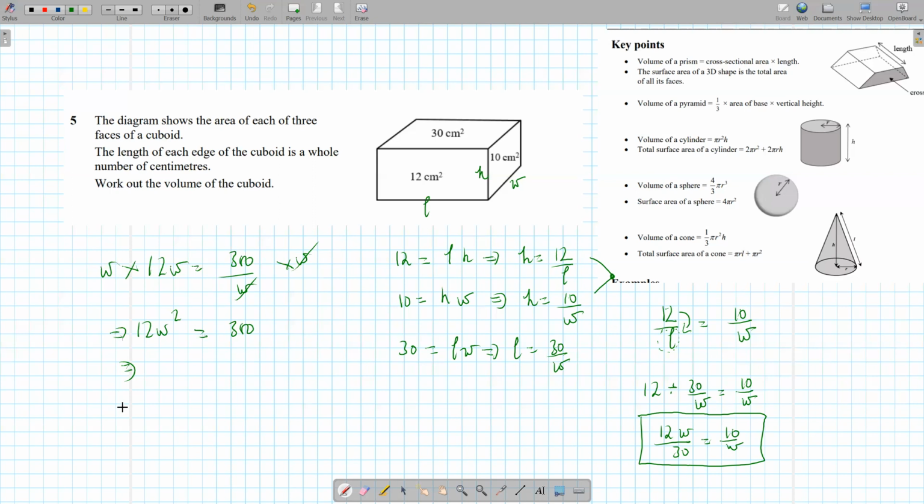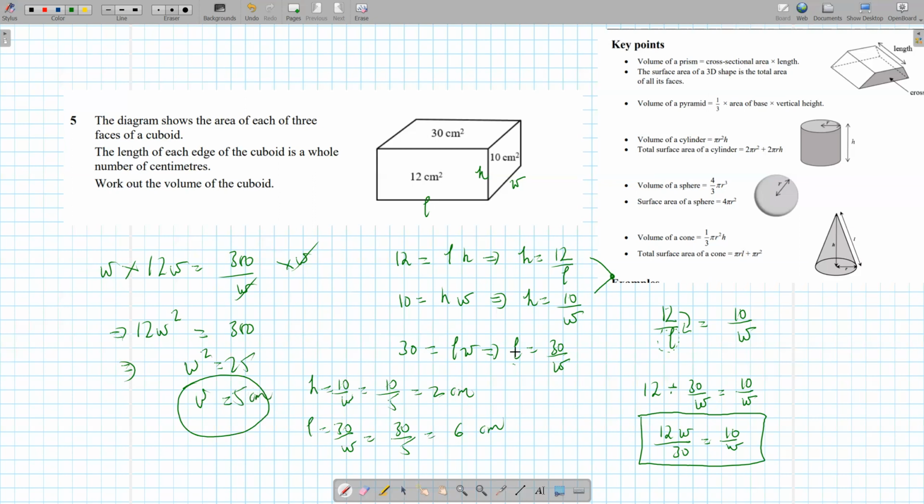You divide by 12. Yes. 300 divided by 12, and that is 25. So W squared is equal to 25. Now what? You square root it and get 5. Yeah, exactly. So W is 5, right? That means H is 10 over W, so 10 over 5. H is 5, yeah? Or sorry, H is 2. And then L was 30 over W, and W we found was 5. So therefore the length is 6. And there we go. That's going to be the final answer.